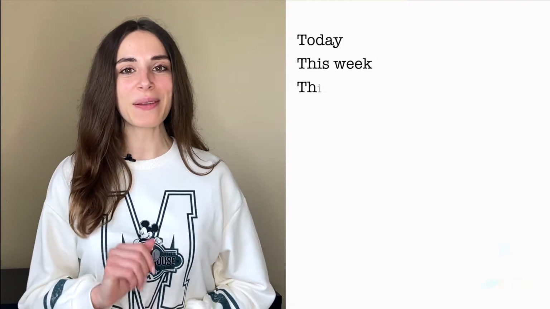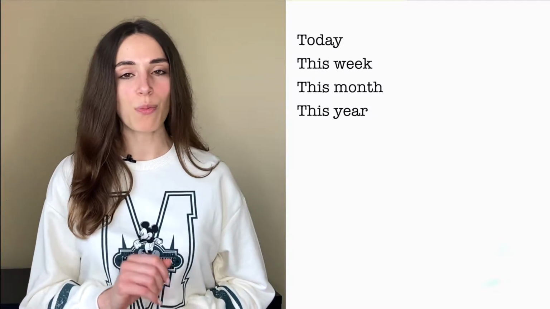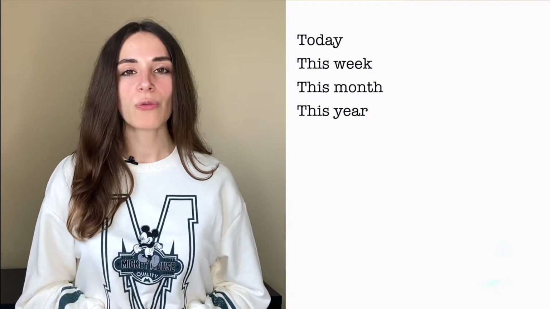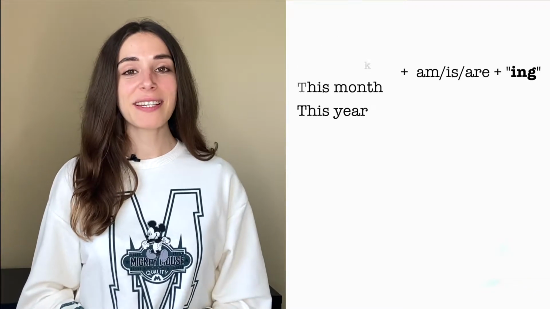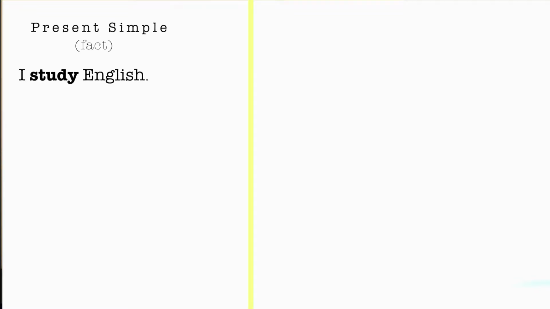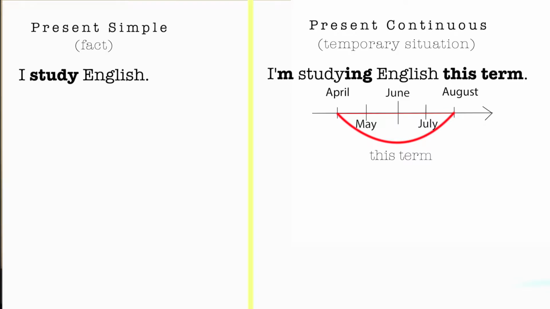Also, if we are talking about something that is happening today, this week, this month, or even this year, we also use am is are plus an ing form. For example, a sentence, I study English. It is a fact, a permanent situation, so no endings. However, if we say, I'm studying English this term, it is a temporary situation that is only true for some specific period of time.